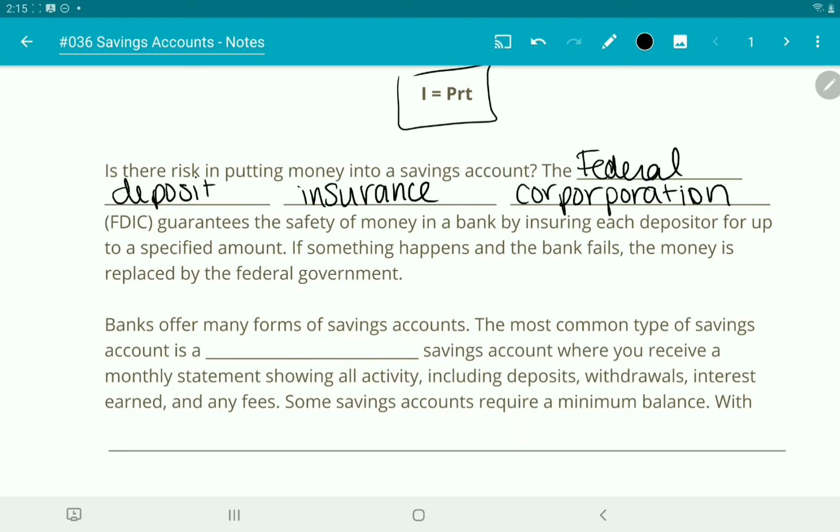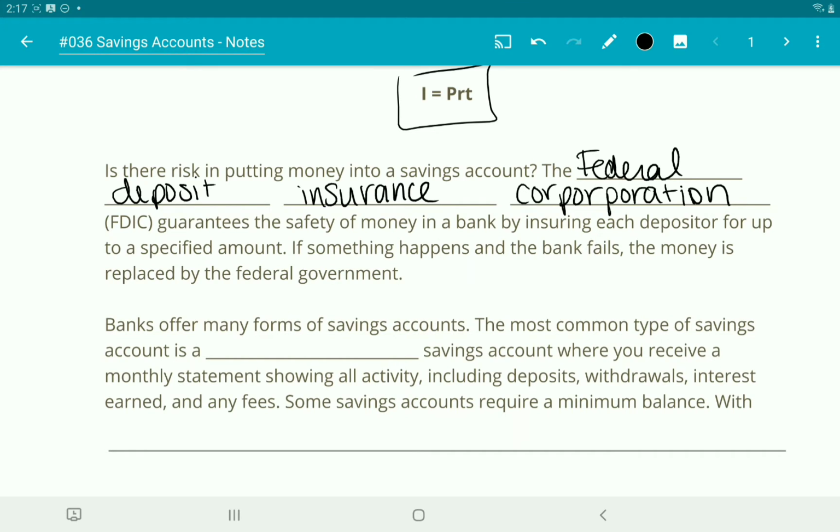So they basically insure each depositor. So the person who is depositing the money into the savings account, they have a type of insurance on this savings account up to a specified amount. I think it was in 2017, it was $250,000. But it changes each year. And then if something happens and the bank fails, you're not going to lose your money, and the money is paid for by the federal government and you get your money back.